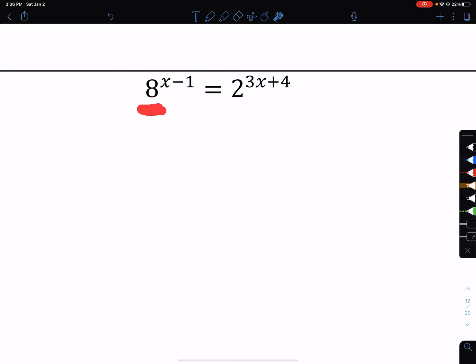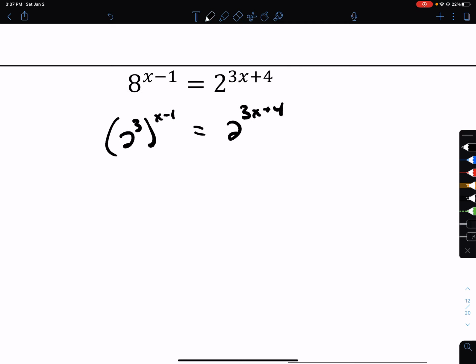I'm going to change this 8 to a 2 cubed, because the right side has a base of 2. Power to a power property, this is in the previous chapter. That's going to be multiplying the exponents.